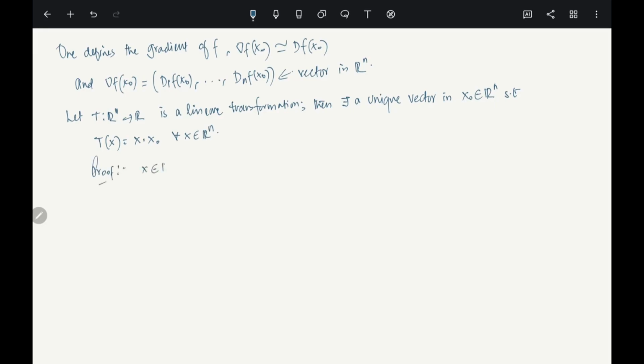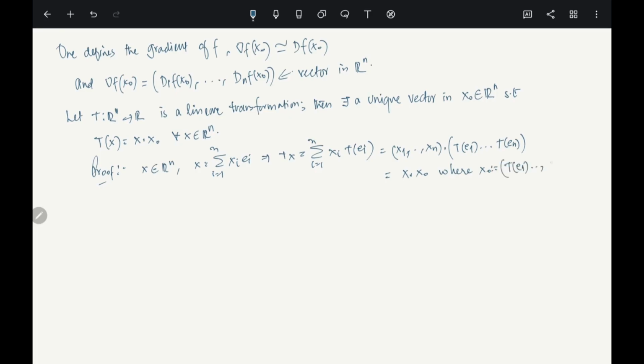See, for any x in Rn, x can be written as summation xi ei, i equals 1 to n, and then that will imply that T of x is nothing but summation xi T of ei, by linearity, 1 to n. And then you can actually write it as x1 to xn dot this vector T of e1 to T of en, which is nothing but x dot x naught, where we define x naught to be the vector T of e1 to T of en. I hope this is clear. Okay, so this is the idea.